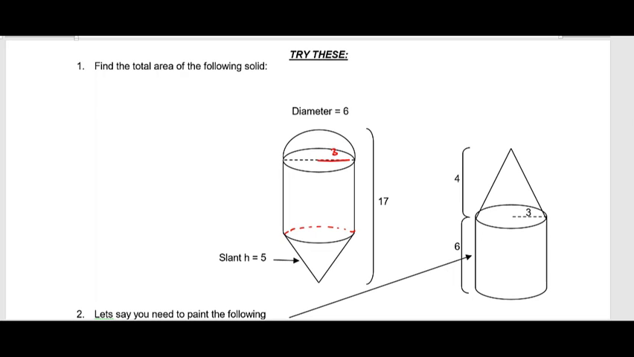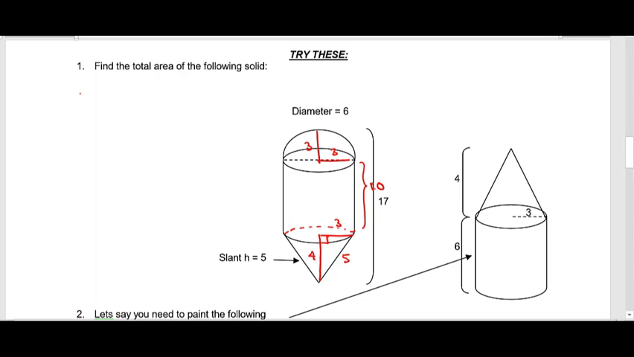So this height has to be 3 here, and this is going to be 3 also for the radius. If this slant height here is 5, then the height of the cone is just going to be a 3, 4, 5 right triangle, so it is going to be 4. And so this middle section is going to have a height of 10. Now that we've done that work, we are ready to start plugging it into some formulas here.